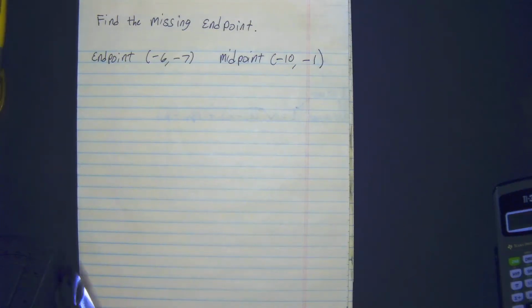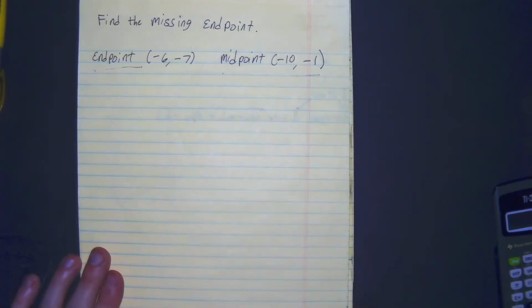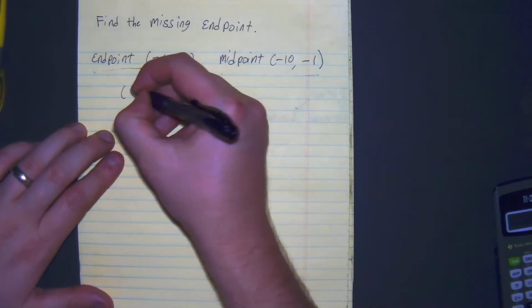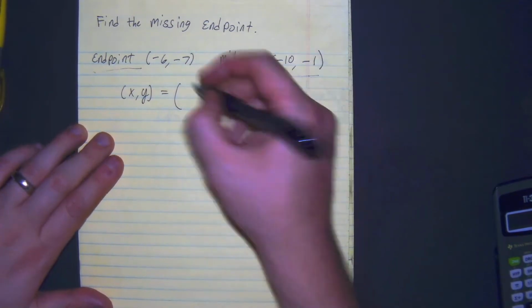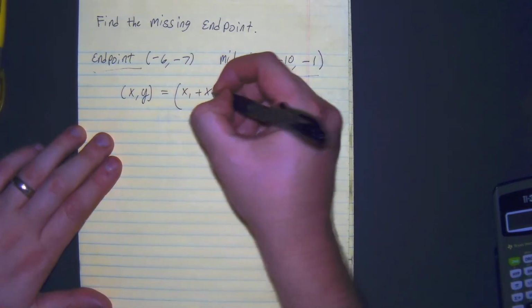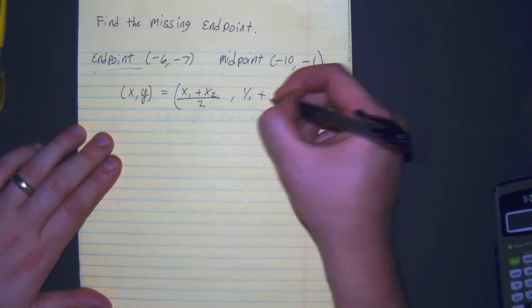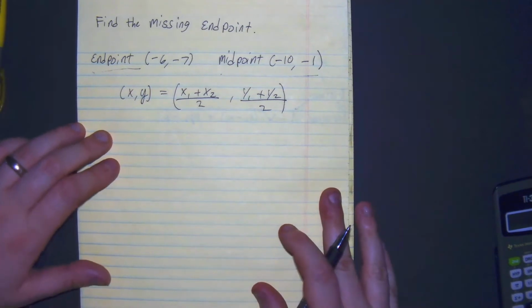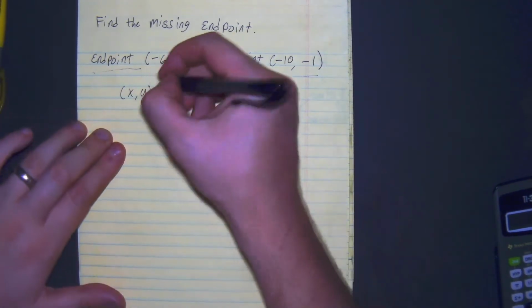Alright, so we want to find the missing endpoint. Here, we're given an endpoint and where the midpoint is. So, our midpoint formula is: our midpoint is equal to x1 plus x2 divided by 2, comma, y1 plus y2 divided by 2. Endpoint being x and y.